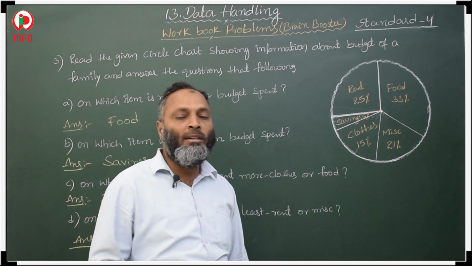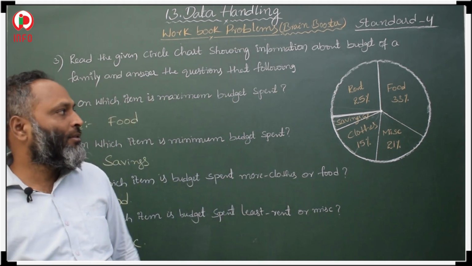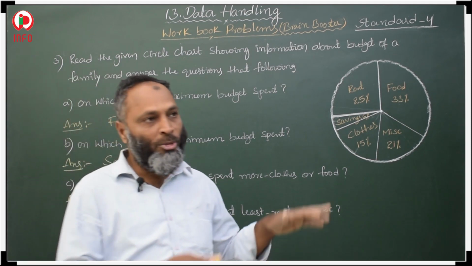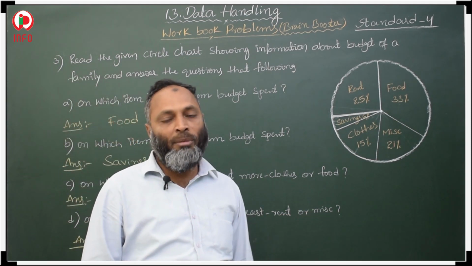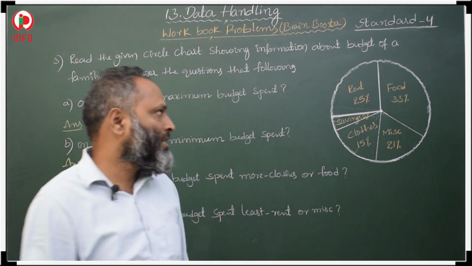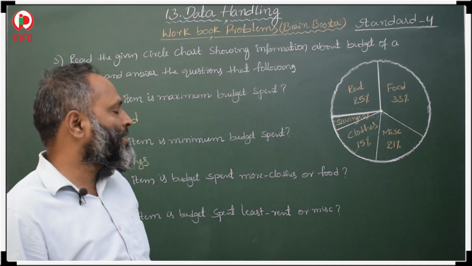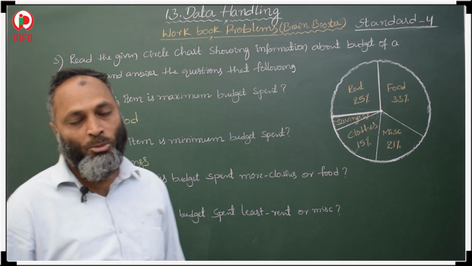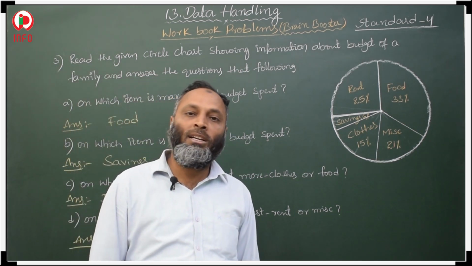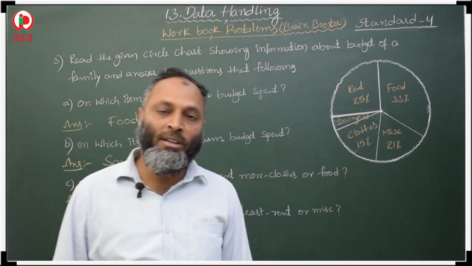After that, one more question is given in the fourth question. It asks you to prepare your family budget like this circular chart, and see on which item your family budget is more. So that is your home assignment question that you do by yourself.